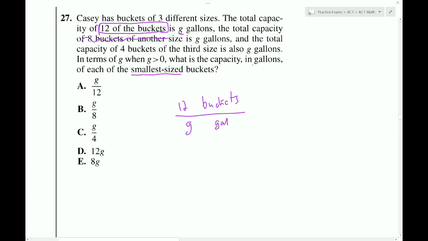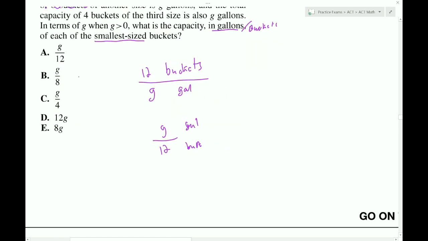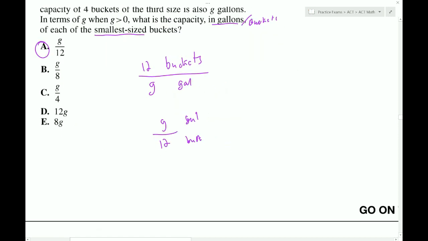We want the capacity in gallons, really it should be in gallons per bucket. So we have to flip this guy over. So we get G gallons per 12 buckets. Choice A.